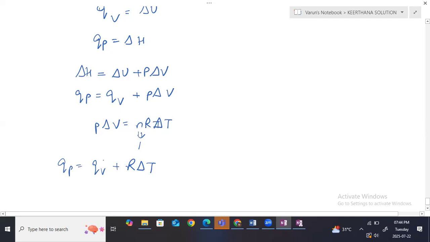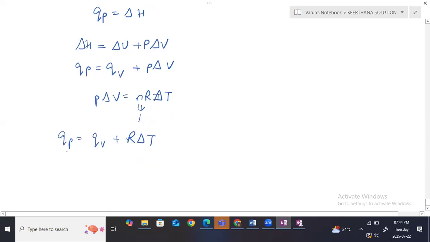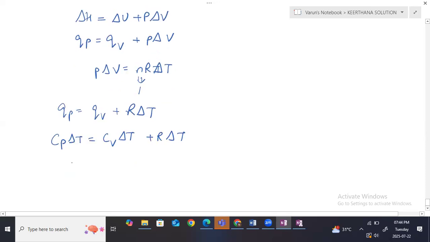Yes, ma'am. Now Qp I know is C delta T. So I can write Cp delta T is equal to Cv delta T plus R delta T. Delta T cancels. Cp minus Cv is equal to R. It is the most important relation that we use. Yes, ma'am. Clear hai?